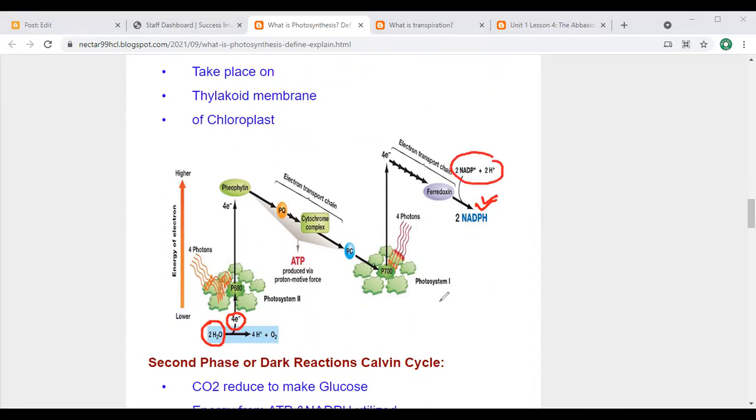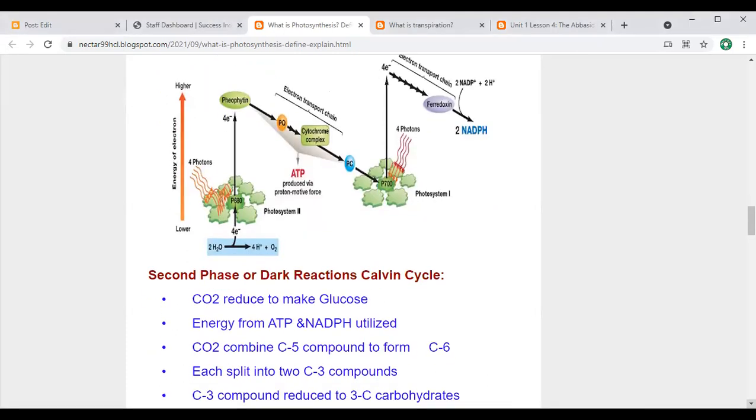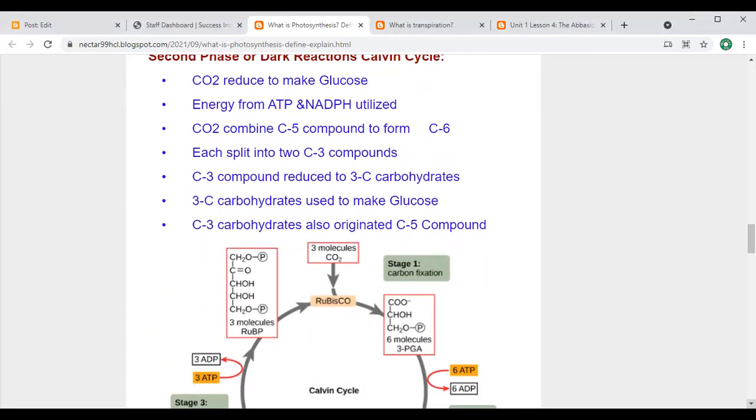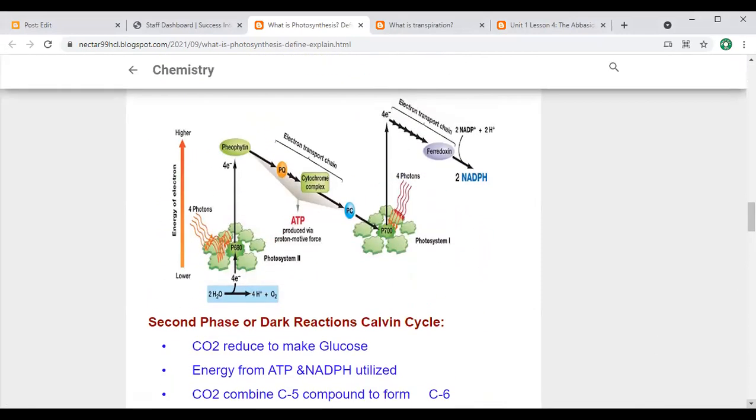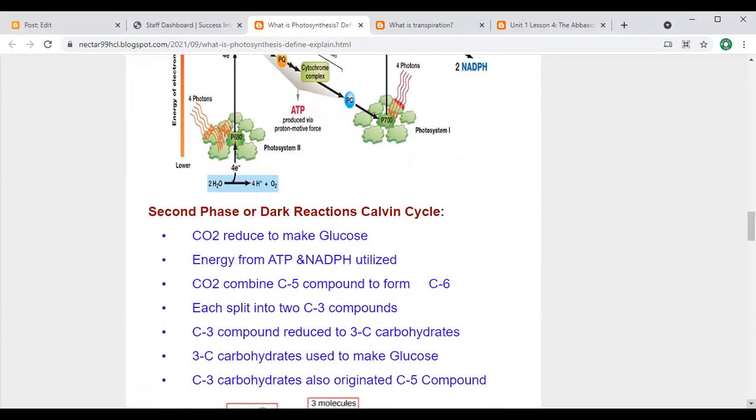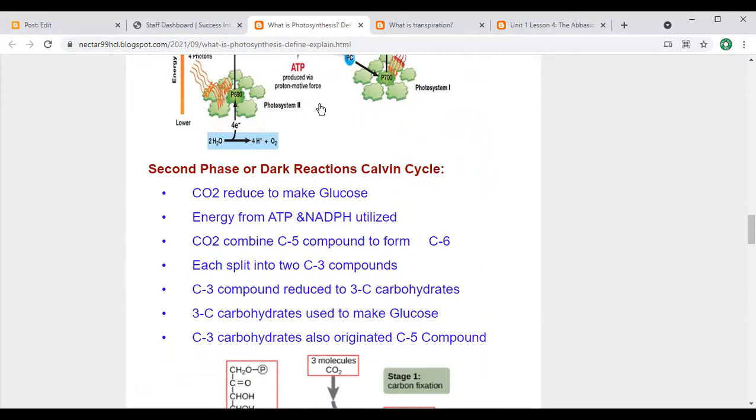Okay, now after this we move to the second phase, the dark phase, which we name the Calvin cycle. What's happening during this cycle is in front of you. So I'm just going to show you the points here to explain this. Number 1, carbon dioxide is reduced to make glucose. Okay. Number 2, energy from ATP and NADPH is utilized. Number 3, carbon dioxide combined with C5 compound to form C6.